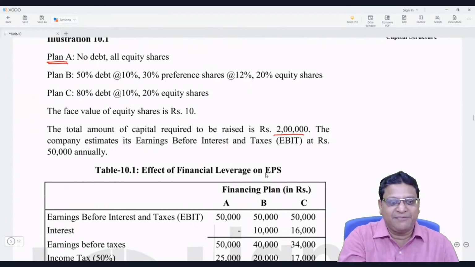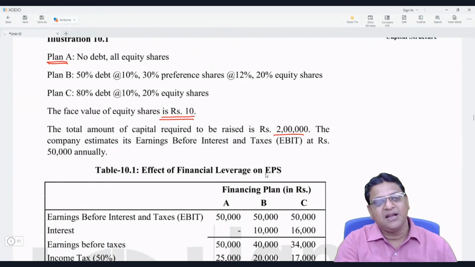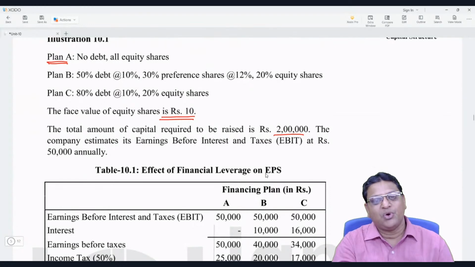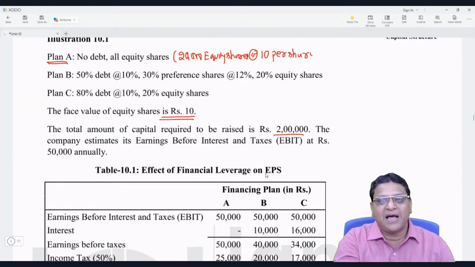Next, in the question it is given that the face value of an equity share is 10. So the first plan is that the company will use only equity shares of 10 rupees each, and the total amount required is 2 lakhs. If the total amount required is 2 lakh and the face value per share is 10, how many equity shares does the company have to issue? The company has to issue 20,000 equity shares at the rate of 10 per share. This is the first capital structure, the first plan of the company.